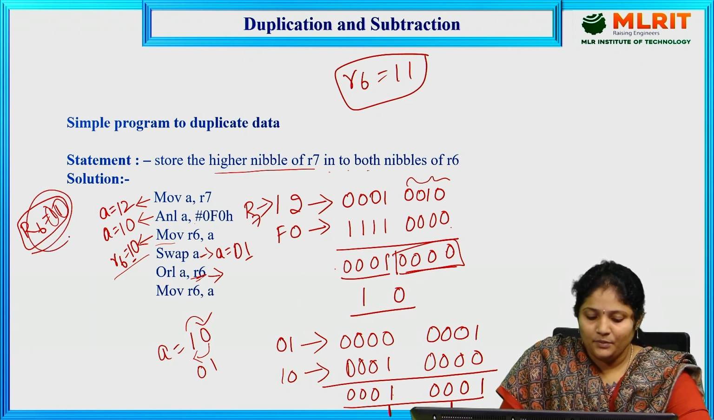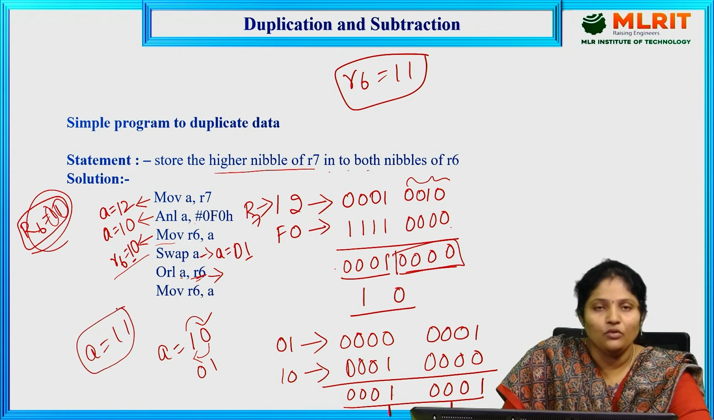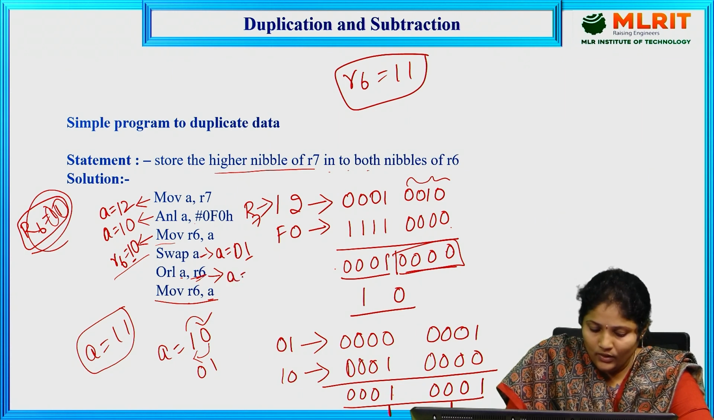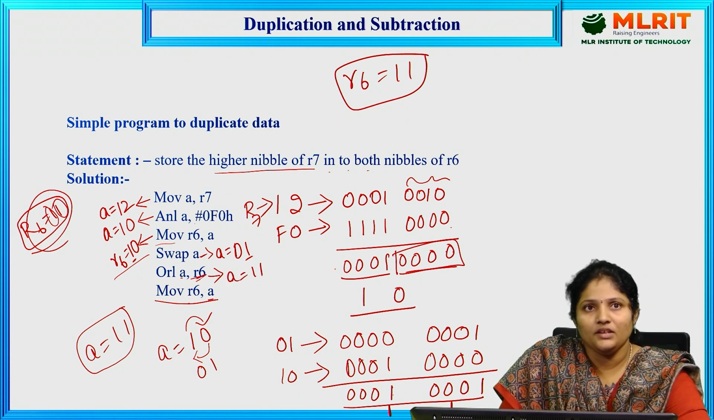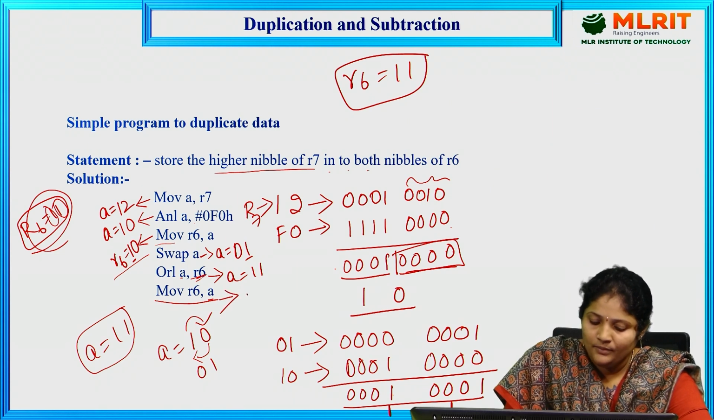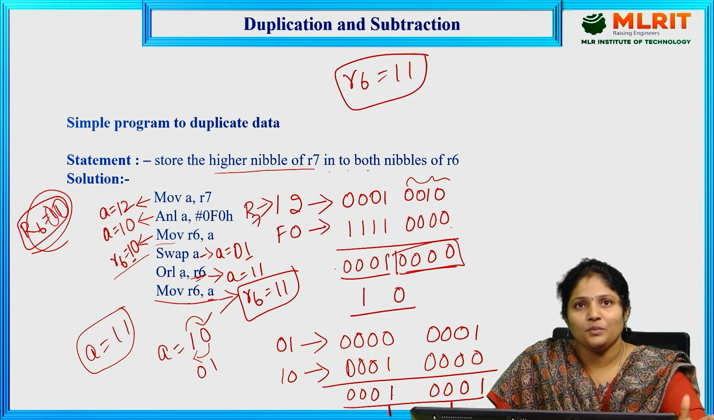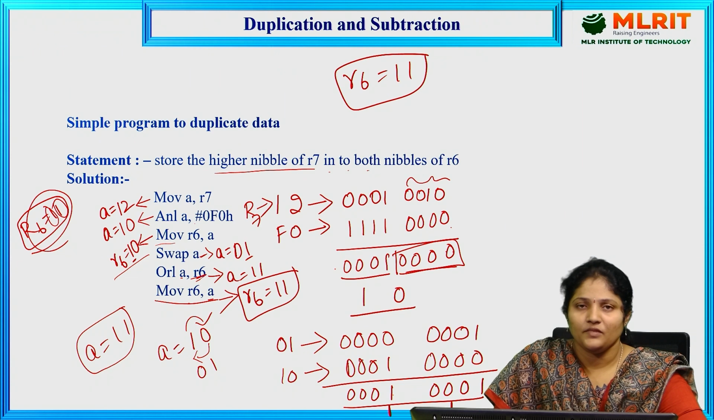So the data present in accumulator is 1, 1, that need to be copied to the R6. So here we are writing MOV R6, comma, A equals to 1, 1. Now we need to copy this into the R6 register. So R6 register after execution will be copied to 1, 1. This is how we will transmit the higher nibble of R7 into both nibbles of R6, right?